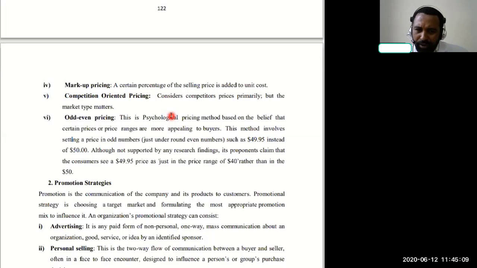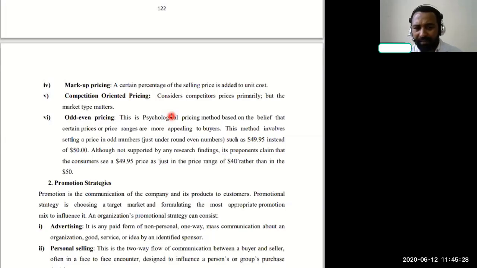The other pricing strategy is competition-oriented pricing strategy. So regardless of the cost of the product, you have to consider the competition. If your competitor sells a certain product for a certain price, you have to at least sell for that price or less. This is competition-oriented pricing.